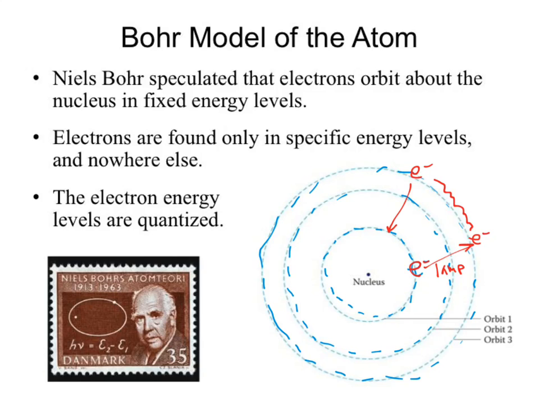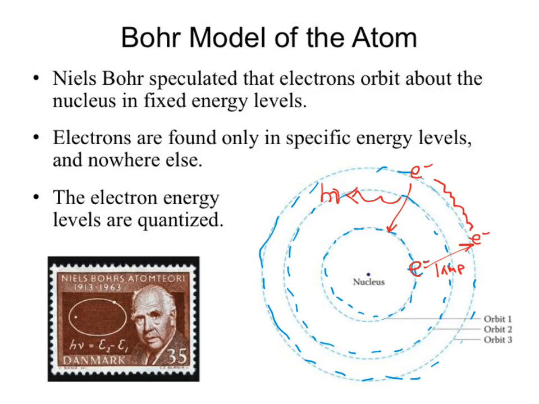But remember, we can't create or destroy energy. So when it comes back down and it loses energy, that energy has to go somewhere. That energy is released in the form of light. Okay? In the case of our atomic line spectrums, we see it as light.